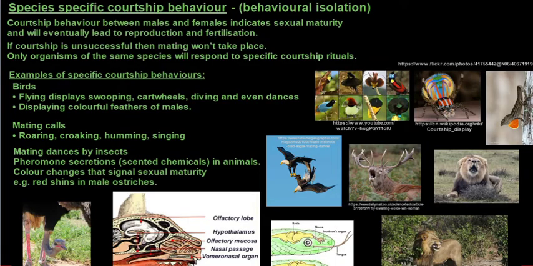Then species-specific courtship behavior. This is also known as behavioral isolation. Courtship behavior between males and females indicates sexual maturity and will eventually lead to reproduction and fertilization. So if courtship is unsuccessful, then mating won't take place. Only organisms of the same species will respond to that species' specific courtship rituals. That means a leopard won't be attracted to a lion's species-specific courtship rituals, as an example.